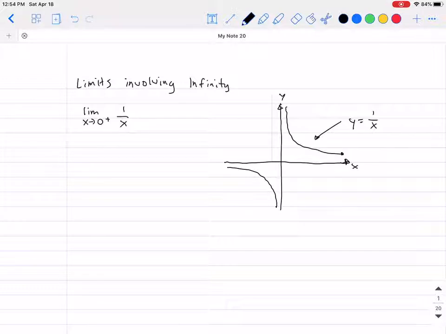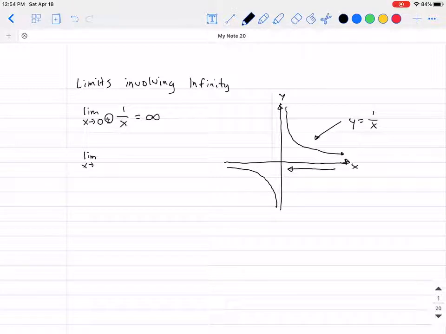Now, in this case, we're looking at x approaching 0 from the right-hand side, that's what this little plus right here is representing, which means we're going towards 0 from the right-hand side. So we can see that it's coming towards this way. And as x gets closer and closer to 0 from that right-hand side, the limit is going to be equal to infinity. So that is going to be our first example.